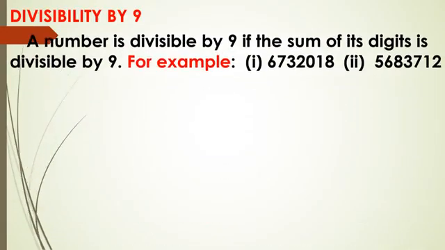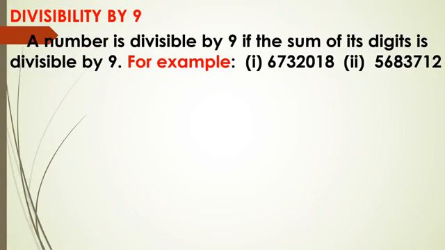Next, we have done divisibility by 9. In the divisibility by 9, again we have to do the same. We have to find out the sum of all the digits. If the sum is divisible by 9, then the number is also divisible by 9.